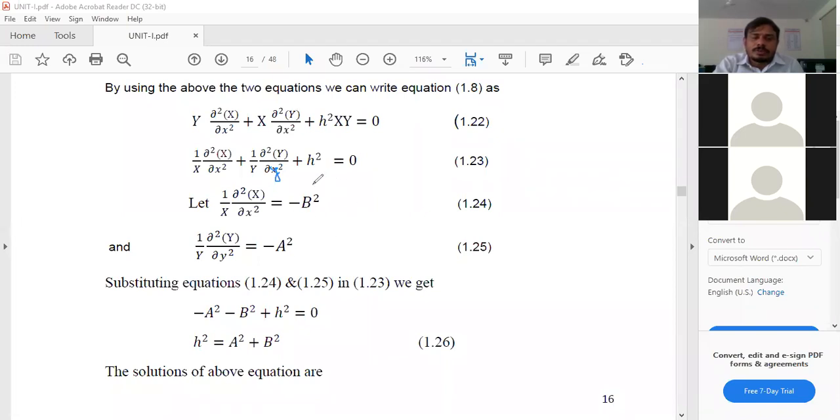Now substitute these two things in the above equation. In place of this, I am writing minus a², and in place of this, I am writing minus b², plus h² is equal to 0. This you can rewrite like h² is equal to a² plus b². So are you clear up to this point?